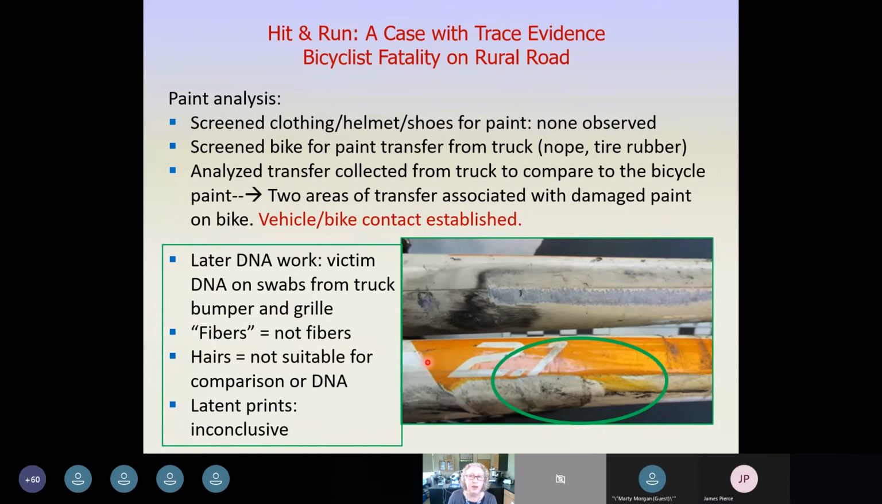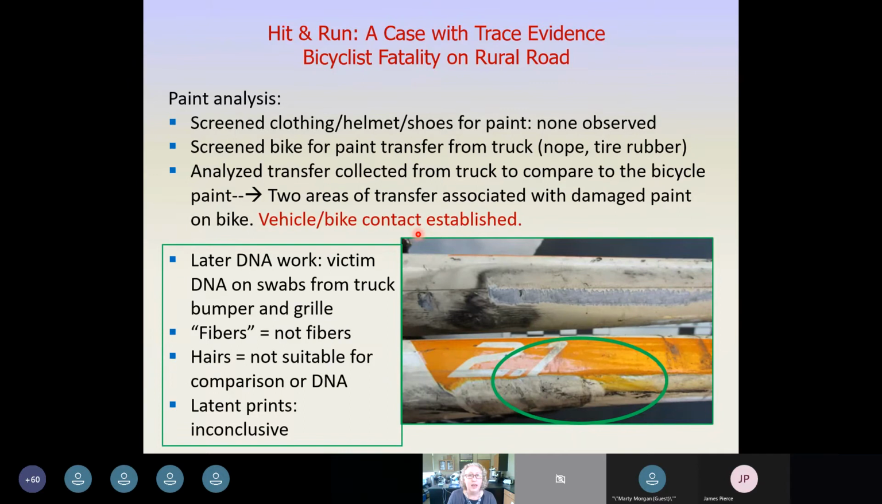They have a very interesting type of paint on them. So I'm looking at these samples collected from the truck to see, can I find any bicycle paint on the truck? And with that analysis, we were able to find bicycle paint on two separate areas of transfer that were taken from the truck. So we made an association which established likely contact between the vehicle and the bicycle.